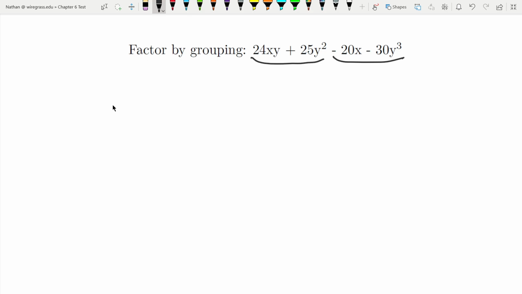I can take out a y though, so we're gonna get y times 24x minus 25y. No, we took the y out. And then here I'm going to take out a minus, and then I can take out minus 10 from both of these.